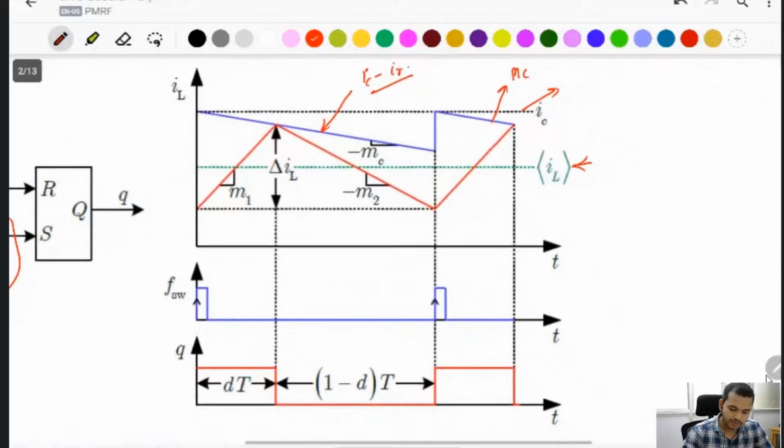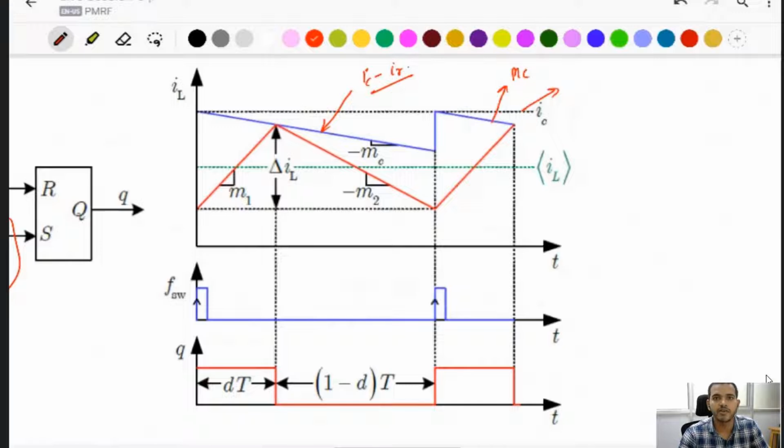For this, first of all, I want to draw the expression to find the average inductor current. What is the average inductor current? After that, I apply this expression. This one is the average inductor current in the waveform IL.